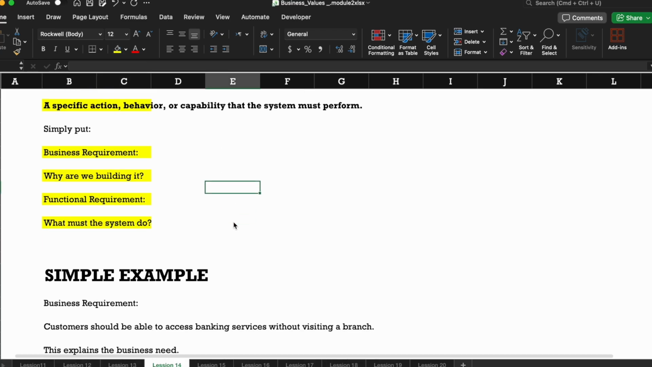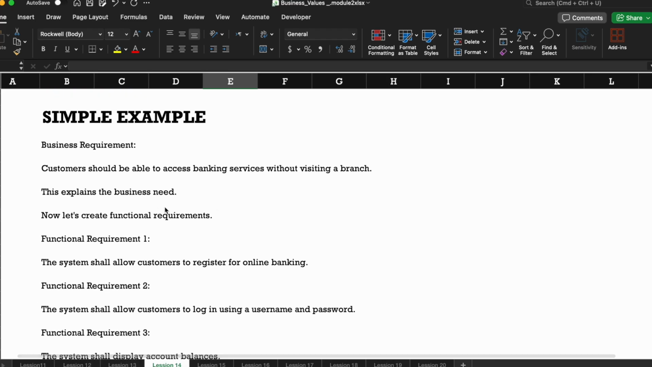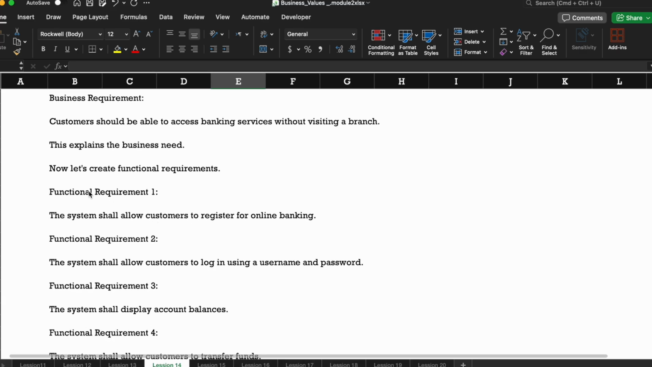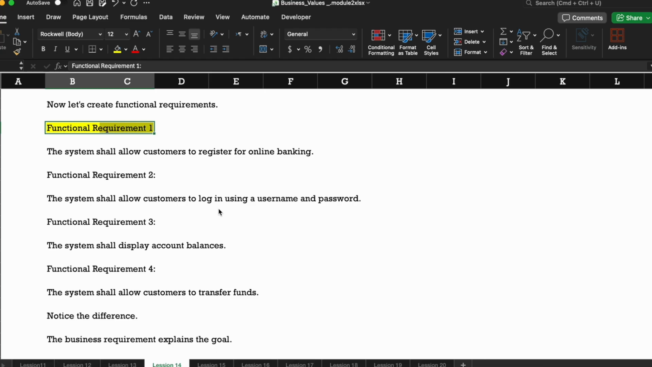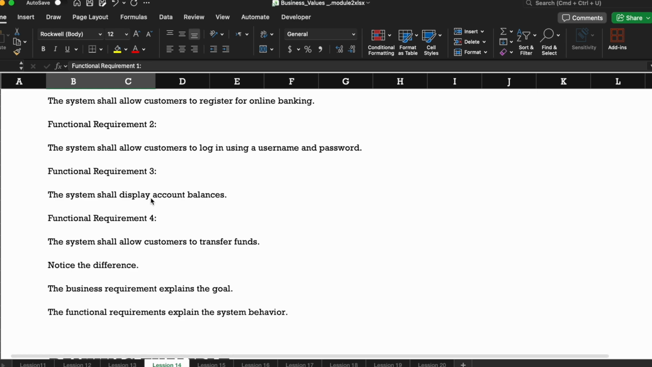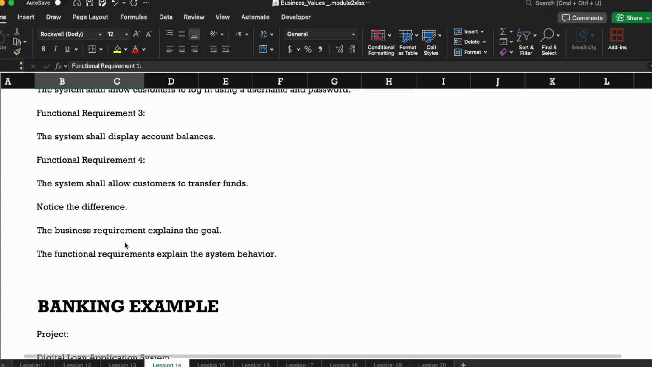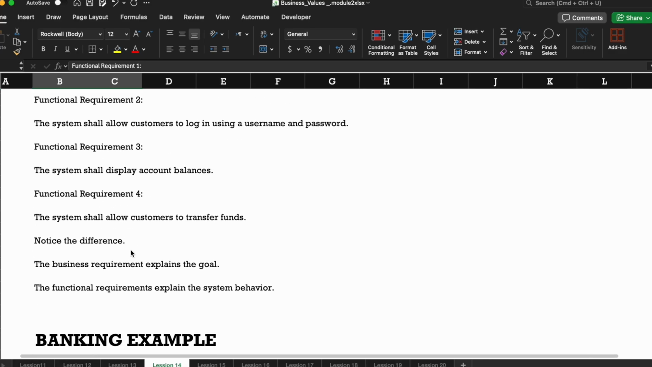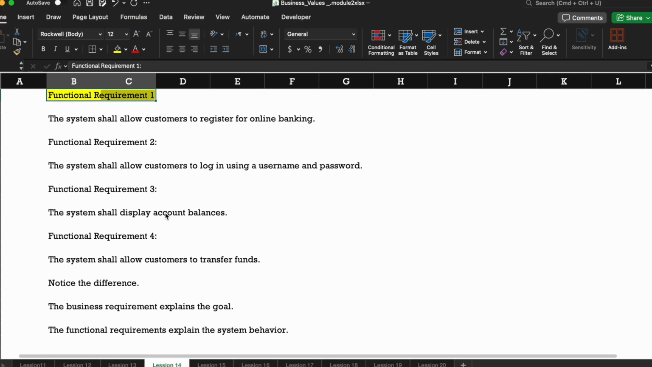Okay, very important. So a simple example. Business requirement: customer should be able to access banking service without visiting a branch. This explains the business need. Now let's create functional requirements. Functional requirement 1: the system shall allow customers to register for online banking. Functional requirement 2: the system shall allow customers to log in using a username and password. Functional requirement 3: the system shall display account balances. Functional requirement 4: the system shall allow customers to transfer funds. Notice the difference, right? See the pattern. The business requirement explains the goal. The functional requirement explains the system behavior.